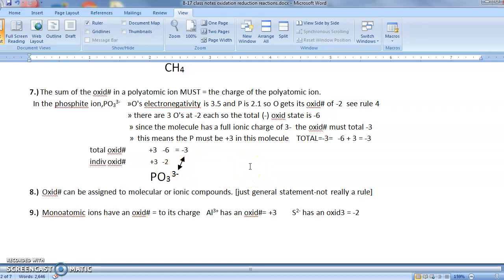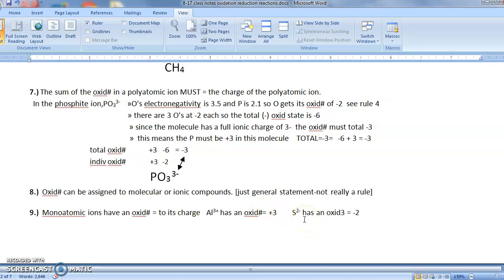Rule number 8: oxidation numbers can be assigned to both molecular and ionic compounds. That's no surprise. We just did that when we looked at rules 6 and 7. It's just a general statement. It's really not a rule. Number 9, monoatomic ions: their oxidation number must equal their charge. So Al3+, the aluminum ion, would have an oxidation number of +3.